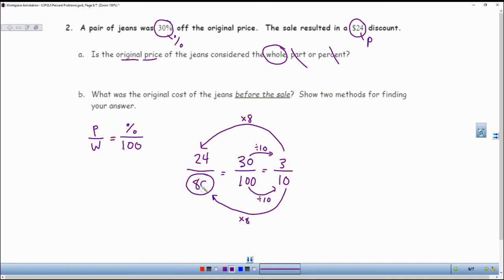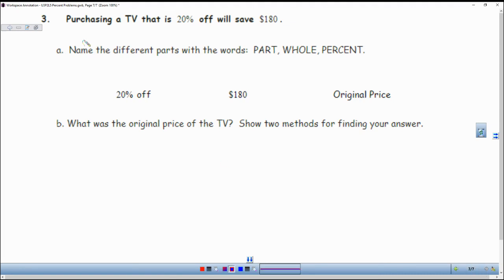So that's going to be the cost of the jeans before the sale. This was the original price. $80. But that's a good amount of savings. $24 off of an $80 pair of jeans. Not bad. All right, last one we're going to do today.